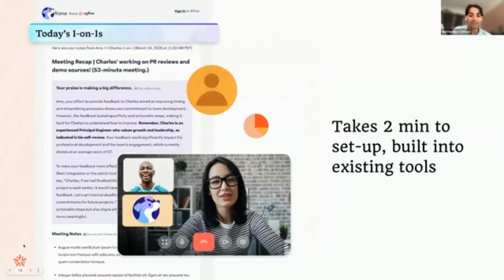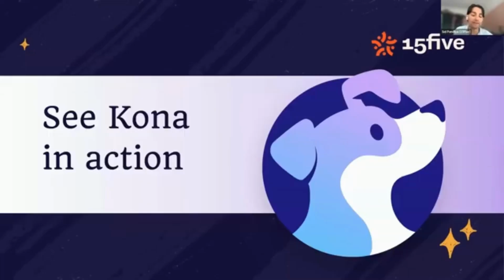The whole thing takes 2 minutes to set up and is built into 15.5, Slack, email, Google Meet, and Zoom. Managers literally don't have to use another tool. They use the tools that they're already using. They spend 2 minutes to link their calendar, and boom, Kona is just joining their meetings, taking their notes, putting them into 15.5, sending them into Slack, and then giving them coaching in Slack and email on how they can improve. We've found managers really love this. So I'm going to actually share my screen and show you a quick demo in our demo environment of how this works.